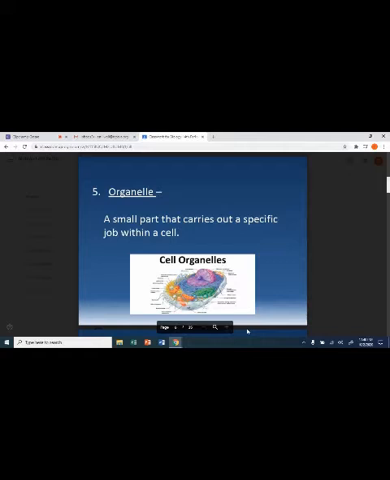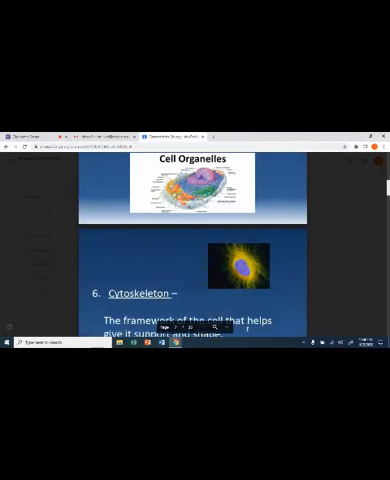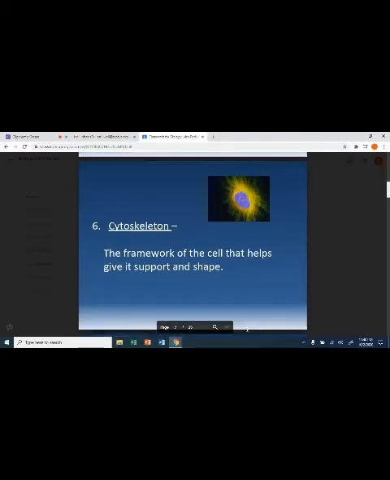Organelles are small parts that carry out a specific job within a cell. You can think of organelles as the organs of the cell. Organelle, organs of the cell. One of the first organelles we're going to talk about is the cytoskeleton, where the word cyto means cell, and then you have skeleton. So we're talking about the cell's skeleton. They don't have bones like we as humans have bones, but they do have thin fibrous networks that help provide support and shape.